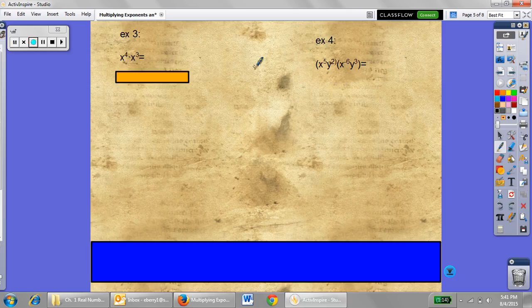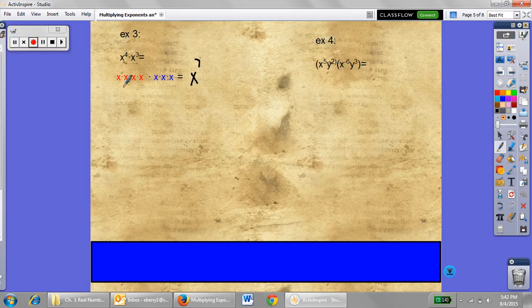All right, going on to example 3, we have x to the 4th times x to the 3rd. Again, like before, we can write this out as x times x times x times x, 4 of them, and then another 3. And then just count up how many there are. And here there's 7.